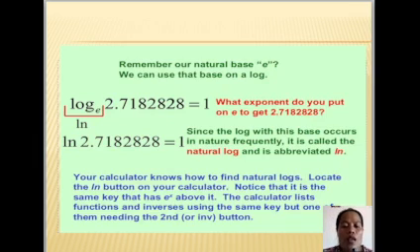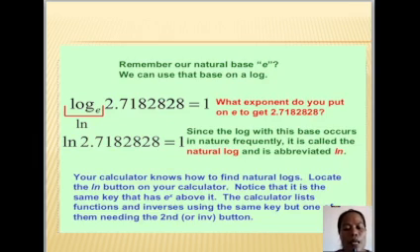So, remember also our natural base e. We can use that base on a logarithm also. The logarithm of 2.7182828 to the base e is equal to 1. So what exponent do we put on e to get 2.7182828? So we have the natural logarithm of 2.7182828 is equal to 1.